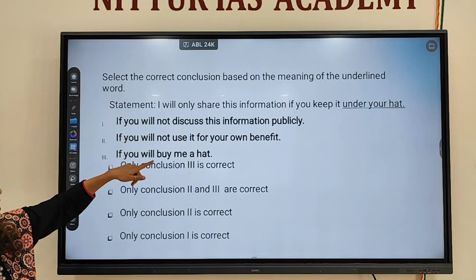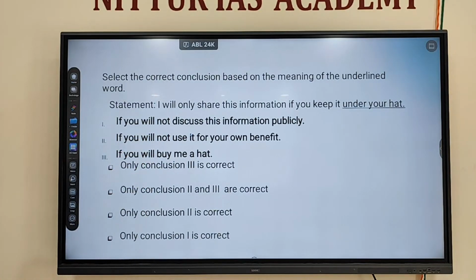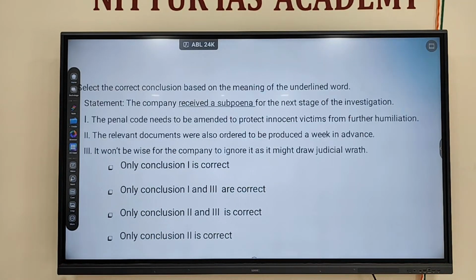But here, "keep it under your hat" means there's nothing about benefit in the sentence. So option 1 is correct. Got it? Moving on. This is the last one.